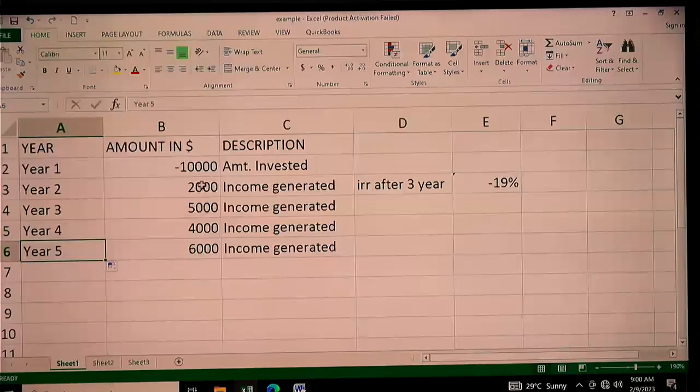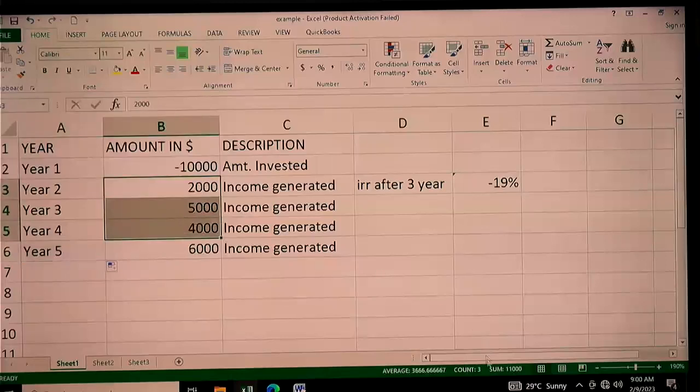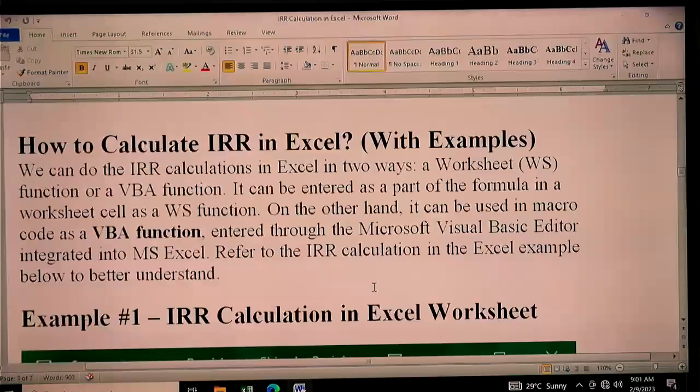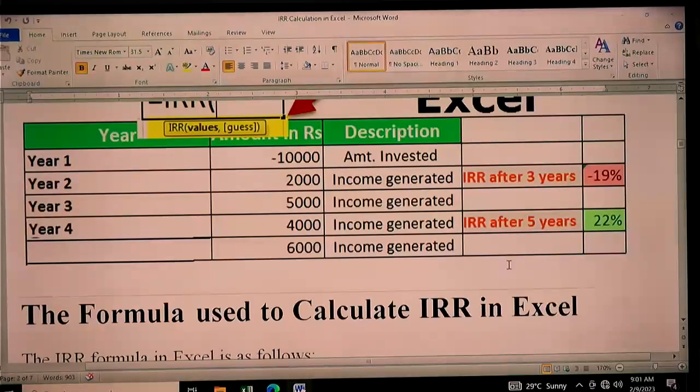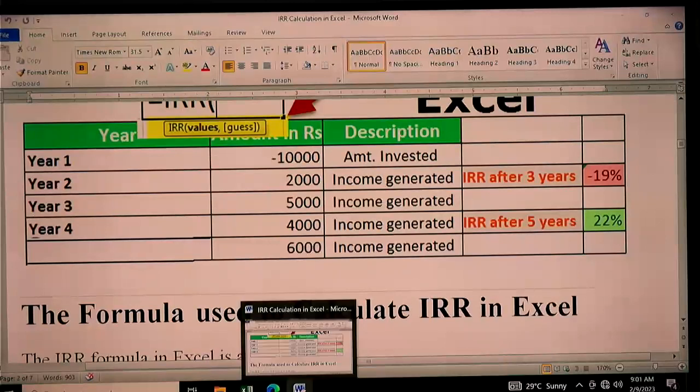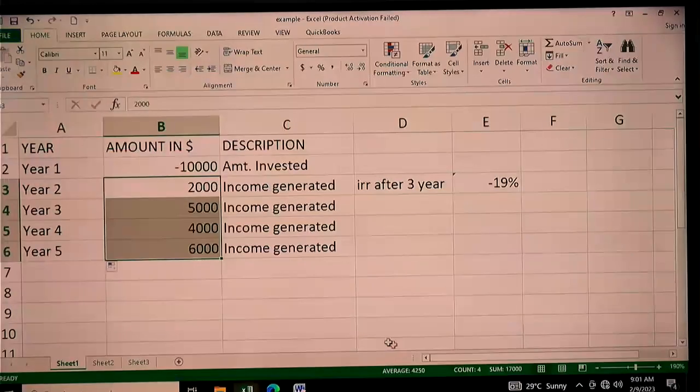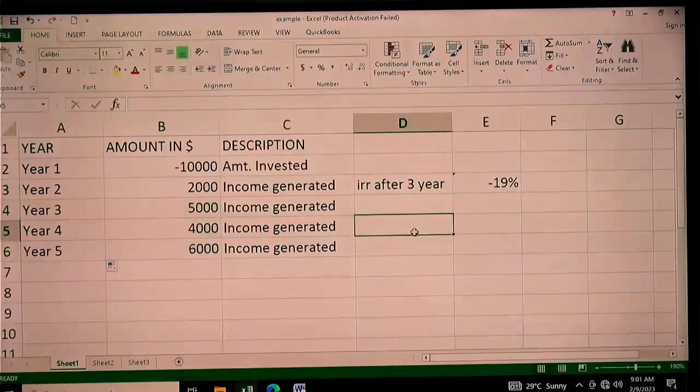Because by then, up to here, it has already returned the amount, year 4. And up to year 5, it has returned the amount and exceeded. So that means it will give us an internal rate of return, a positive value. So if we are to generate the internal rate of return after the 5th year, then we should get a positive number. You can try that. The internal rate of return after the 5th year.